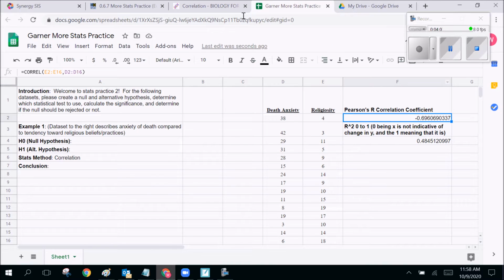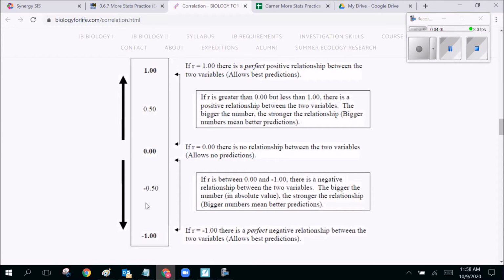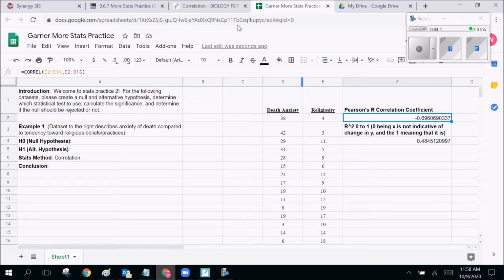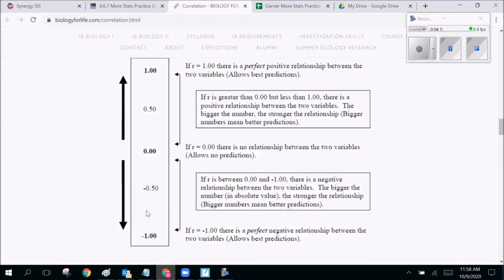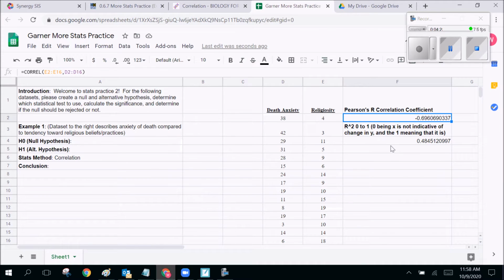So if I look at this, a negative 7 is going to fall right about here, so I'm past the midway point, so I can say that there's a moderate correlation between death anxiety and religiosity. Because it's negative, it means that as my death anxiety goes up, my religiosity actually goes down. So that's really interesting to me, because I would have guessed the other way. But that's what it means, right? We have a negative correlation.